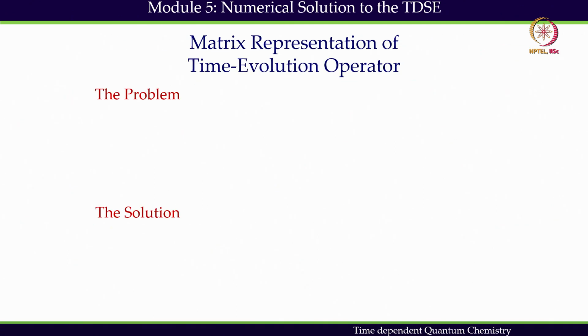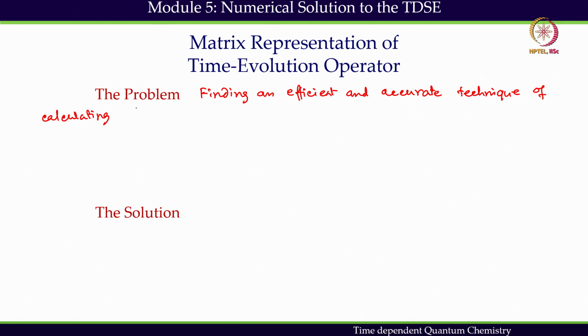Now, there are problems and there are solutions to it. The first problem is that finding an efficient and accurate technique of calculating the matrix exponential has been an open problem for many decades.